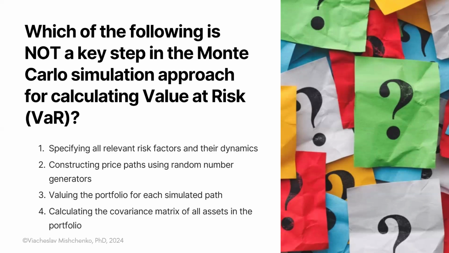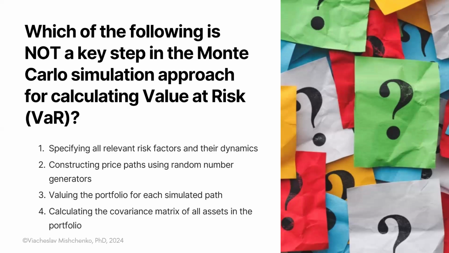So I can see they are rather different. But the right answer is 4. You are quite right, those answering 4. Why? Because the 4th answer is calculating the covariance matrix of all assets in the portfolio.